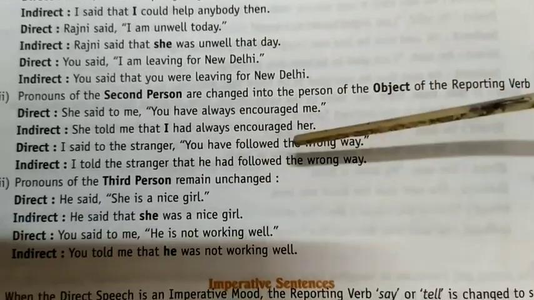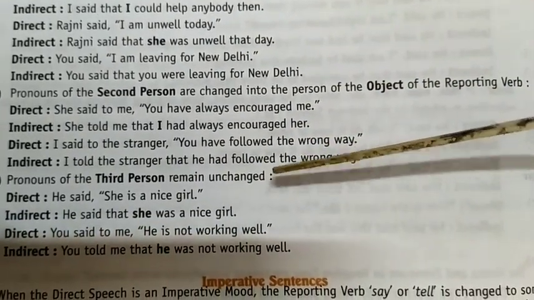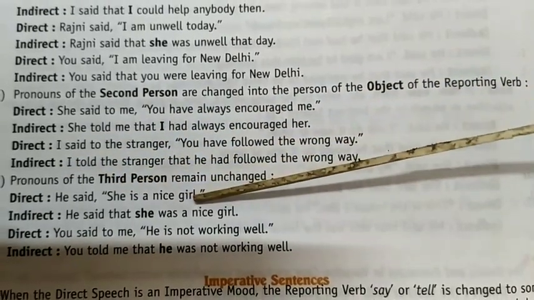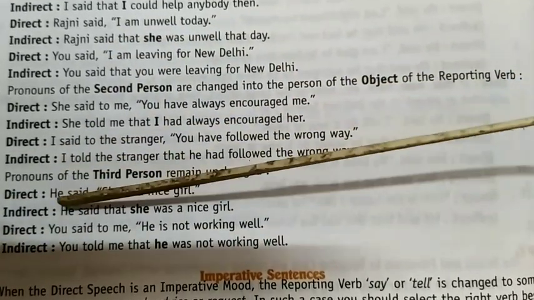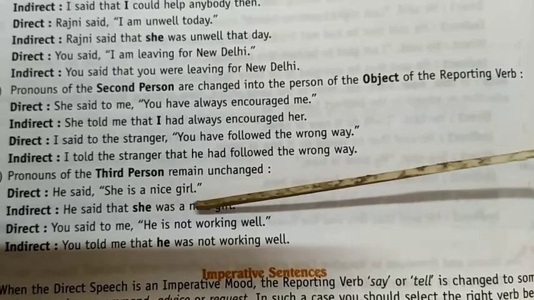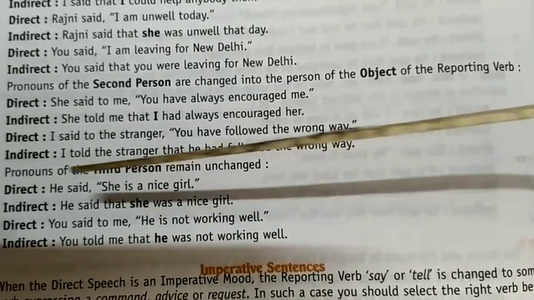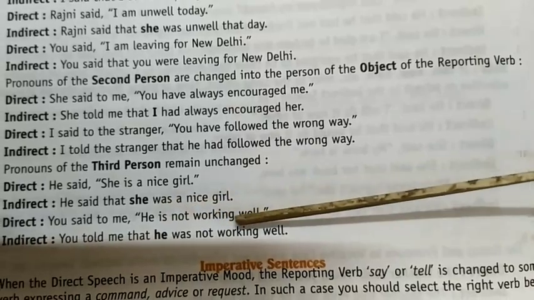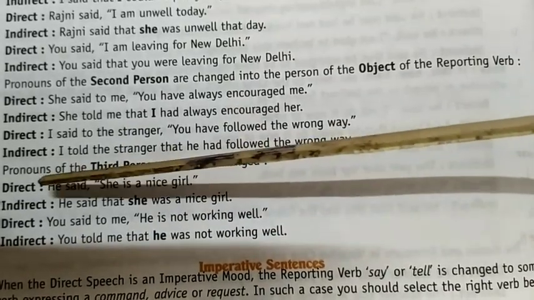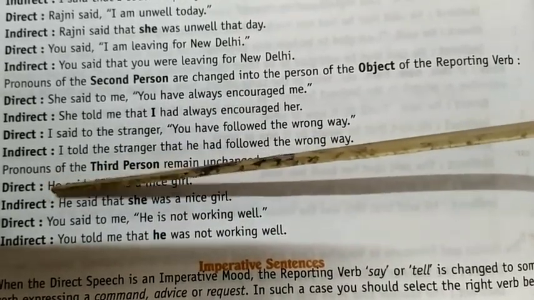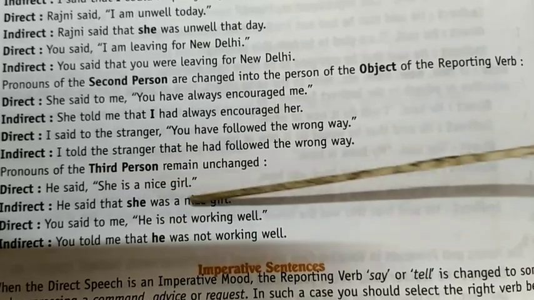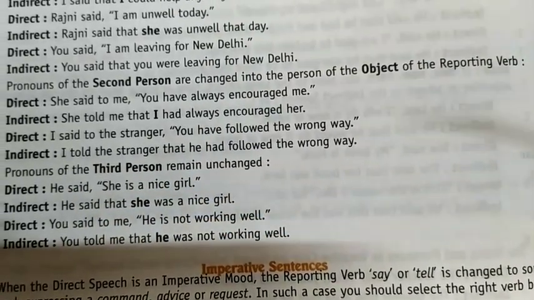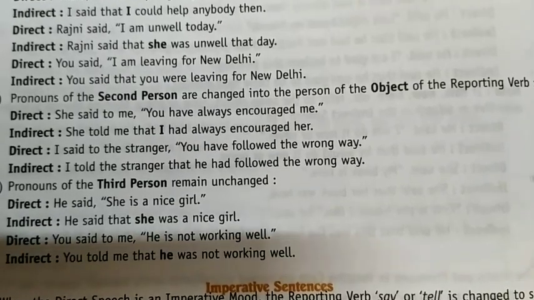Third rule, pronouns of the third person remain unchanged. How? He said, "She is a nice girl." In indirect, he said that she was a nice girl. You said to me, "He is not working well." Now, first person, second person, both are talking about the third person. You told me that he was not working well. Okay, so this is all positive.